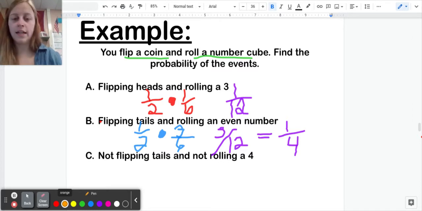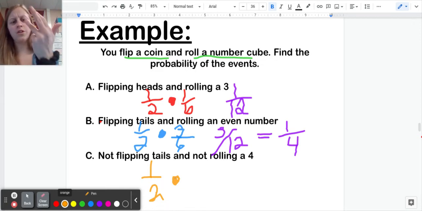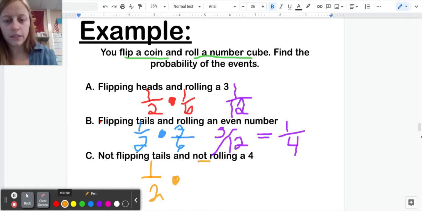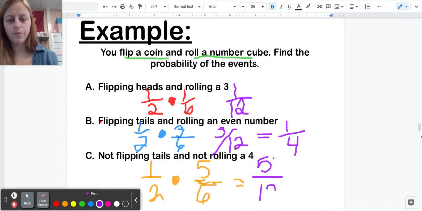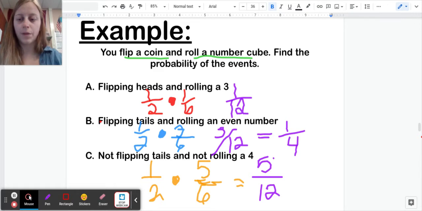Here we have not flipping tails and not rolling a 4. Well, the probability of not flipping tails, the only other option is heads. So that's also going to be 1/2 times the probability of not rolling a 4. Well, I could roll a 5, a 6, a 1, 2, or 3. There's 5 options out of 6 numbers on a dice. I multiply those together to get my final answer of 5/12 chance. So again, in this one, we're finding the probability of something and something else. 2 events happening.